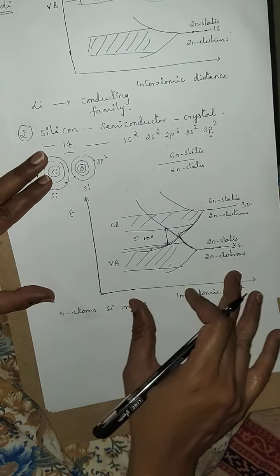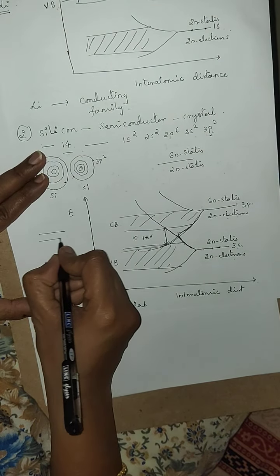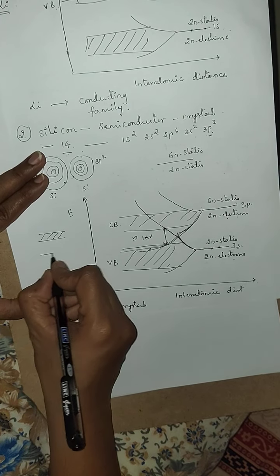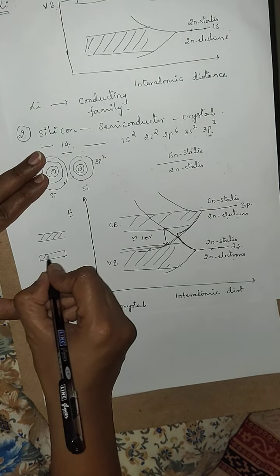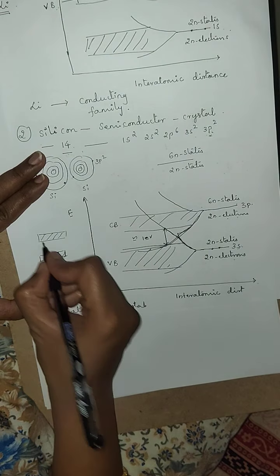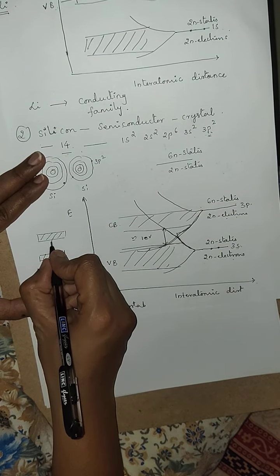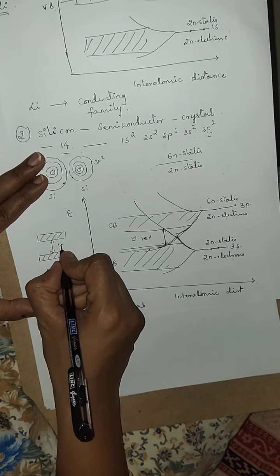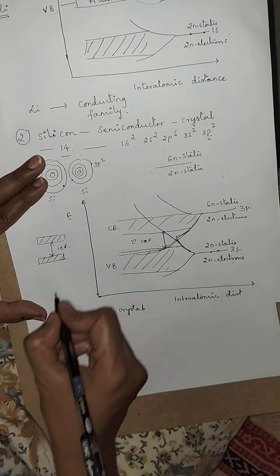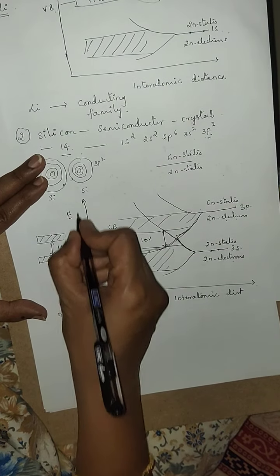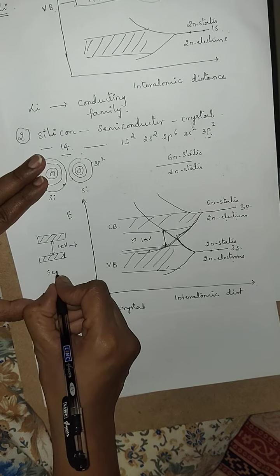So what we find here is that the gap between the conduction band and the valence band comes into the picture, and this band gap, or the forbidden gap, is very small, of the order of 1 electron volt, which makes our material a semiconducting one.